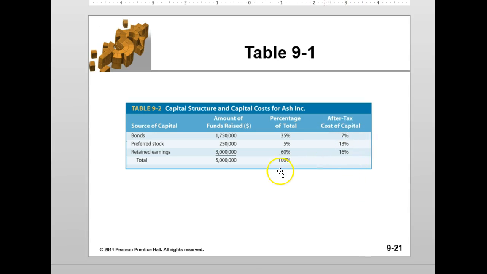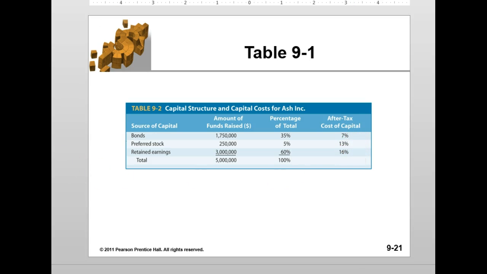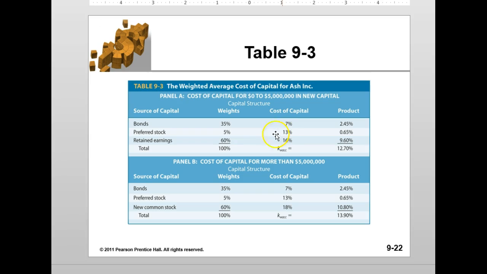You'll just multiply those out. This is your after-tax cost of capital. And then you'll bring your weights in. So you've got your percents: 35% times 7, 5% times 13, and 60% times 16%. And you'll come up with a cost of capital of 12.7%. Now, if you've got some new issues of common stock here, 60%, you're going to have a little bit higher cost of capital, which you have to factor in. So instead of 12.7, you're going to have 13.9.